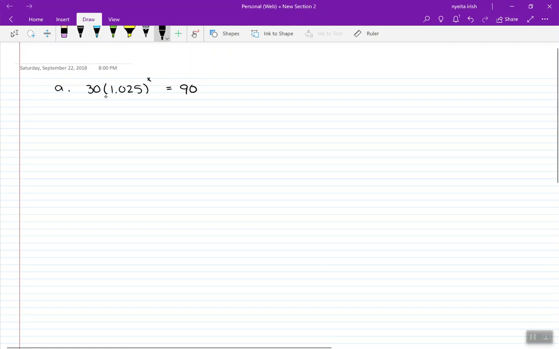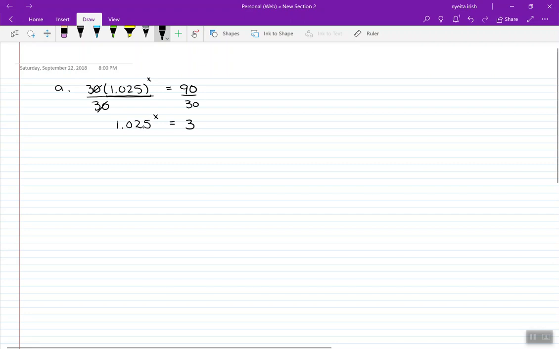So we need to get this by itself first, to get the x by itself as much as possible. The first thing that needs to move is the number 30. To move it, it's hooked by multiplication, so we undo multiplication with division. Divide both sides by 30. 30 divided by 30 is 1, so it's just 1.025 to the x equals 3.